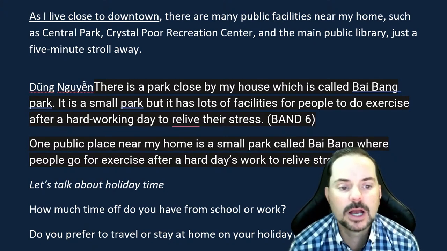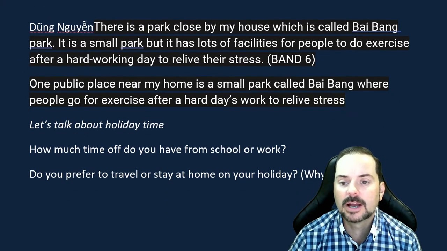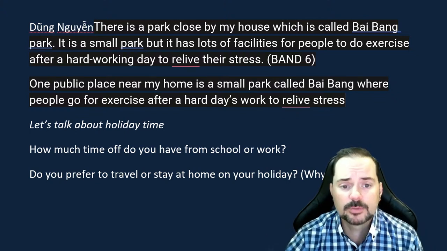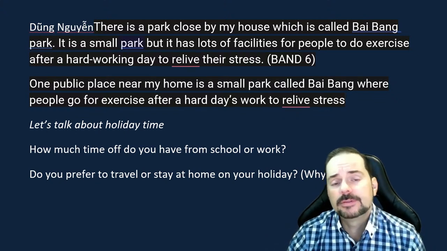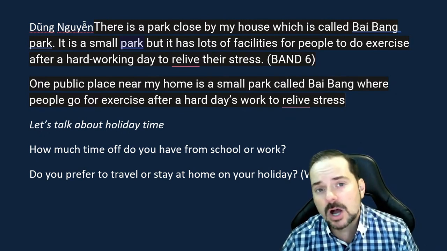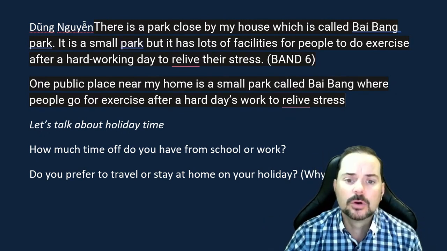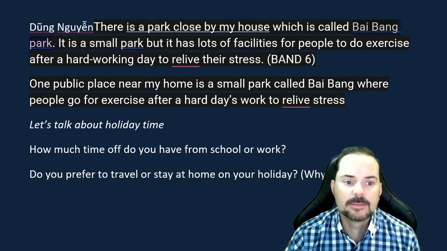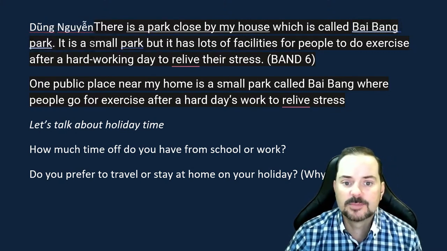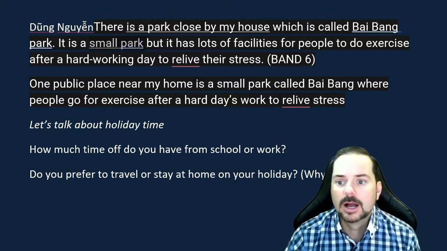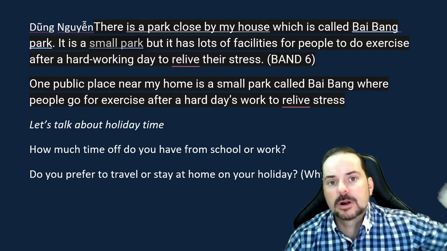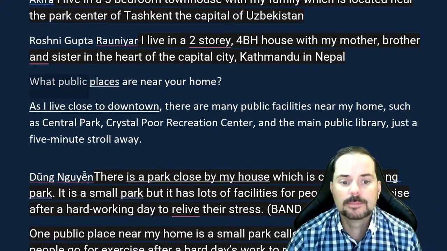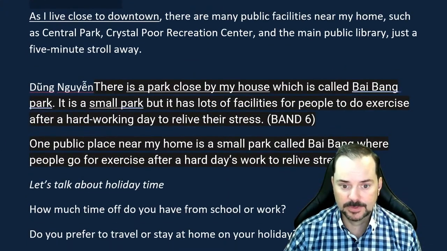Okay, so notice, Dung, that I said the same as you, but with way less words, okay? The big problem with your response is that you're repeating a lot of information and you're saying a lot, but you're really only saying a little. So like you say, there's a park close to my house, and then it's called Bai Bang Park, and then it's a small park. So it's kind of like park, but the whole time you're only talking about one park. And the question here is what public places, okay?